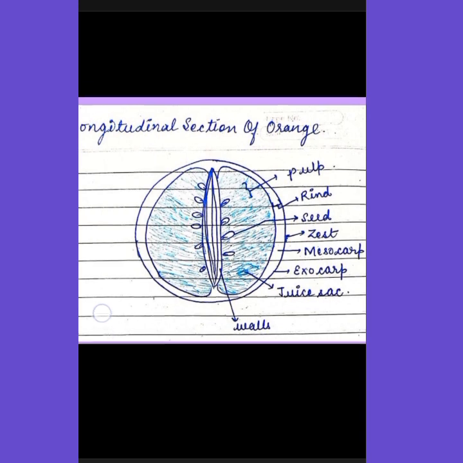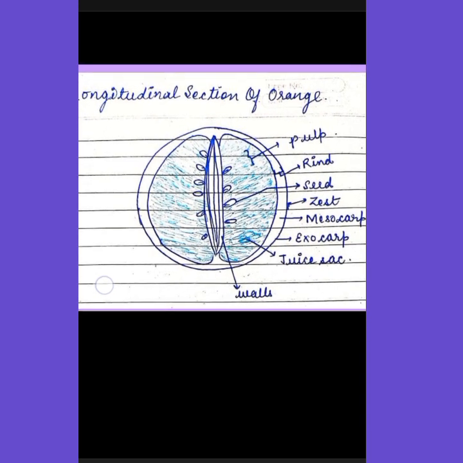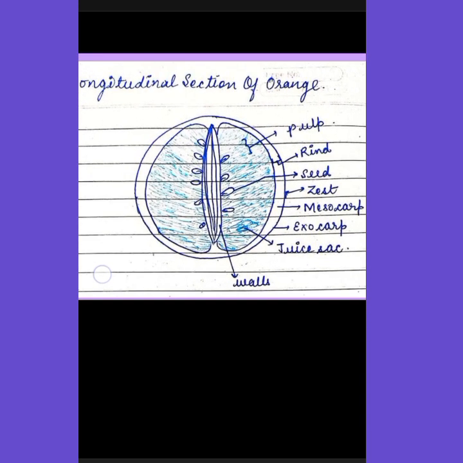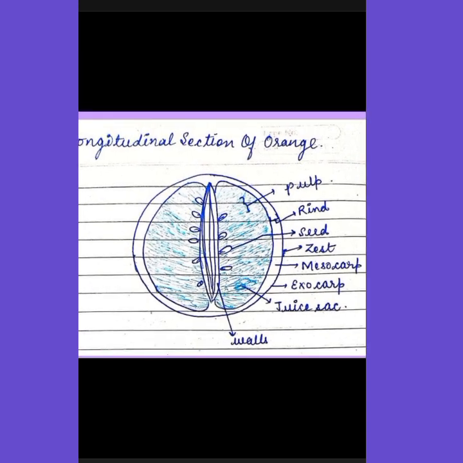Here is the orange, here is the seed, the zest, the mesocarp, the exocarp, the juicy sac, the walls. Let's take note here. We also have Fehling's solution in the specimen and the other requirements, lab materials. Fehling's solution is for testing reducing sugar, which are food sugars like fructose, glucose and galactose.